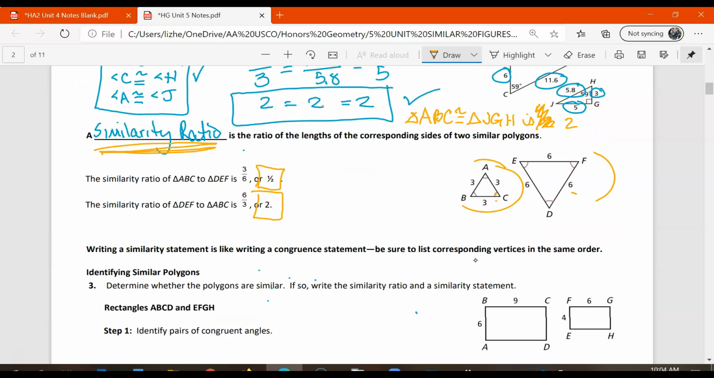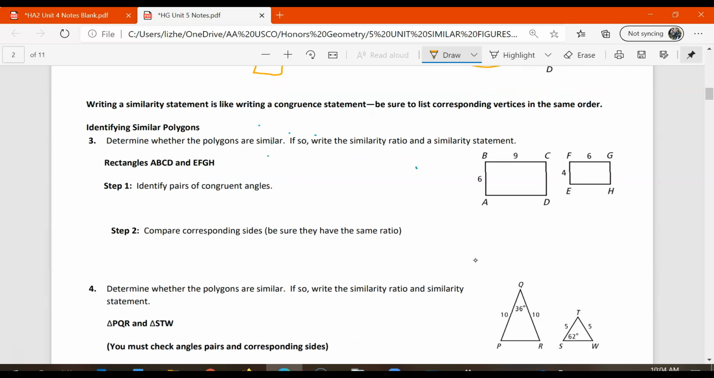That's all it is. So writing a similarity statement is like writing a congruence statement. Be sure to list corresponding vertices in the same order. Here's your important thing. So determine whether the polygons are similar. If so, write the similarity ratio and the similarity statement. So these are rectangles. So as soon as I know they're rectangles, if this is 9, this is 9. And if this is 6, this is 6. And I also know I have all 90-degree angles.